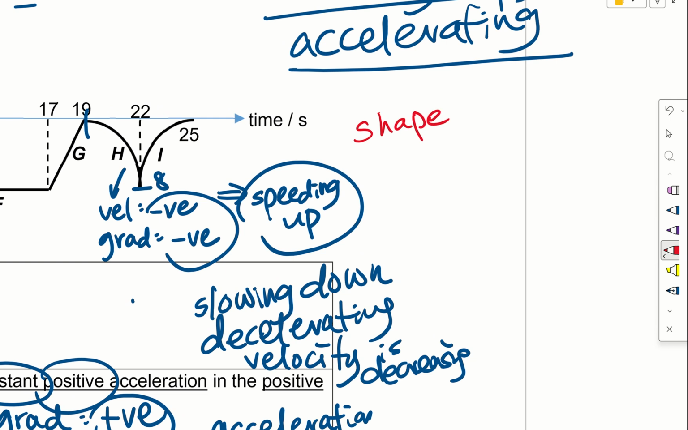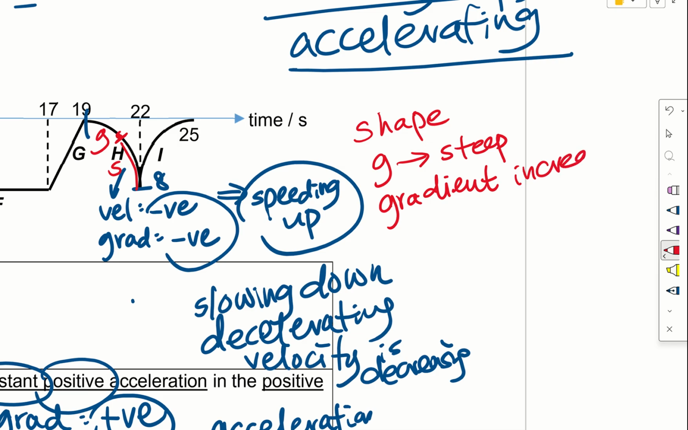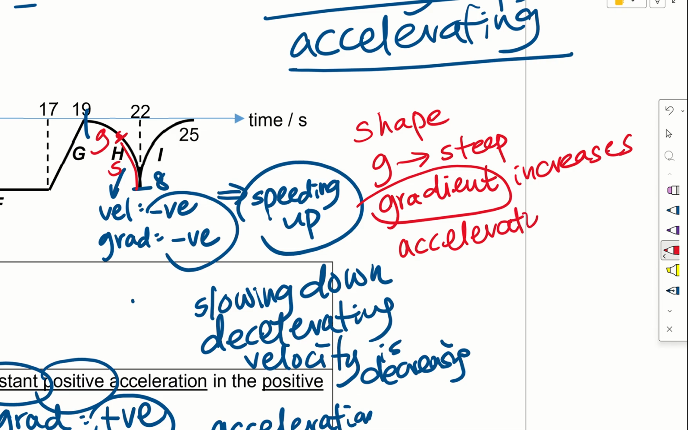Very simple. We just break it up into two parts. From 19 seconds all the way to here, this part is gentle. And over here, this part is steeper. That means the shape went from gentle to steep, so the gradient increases. And what does gradient represent? The gradient of a velocity time graph represents acceleration. That means the acceleration increases.